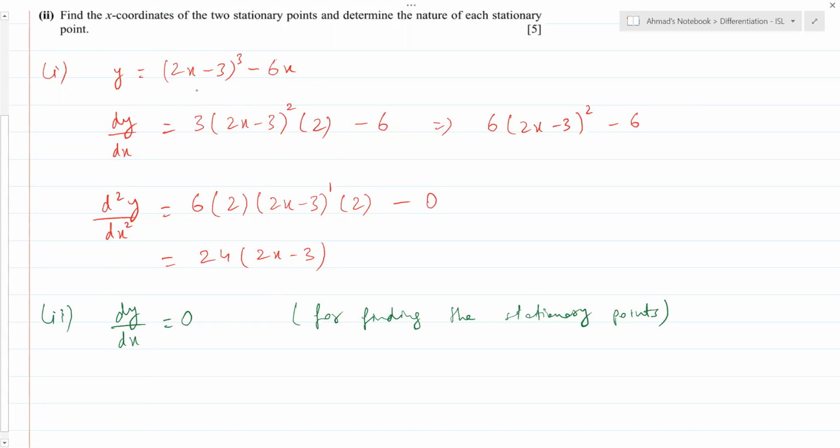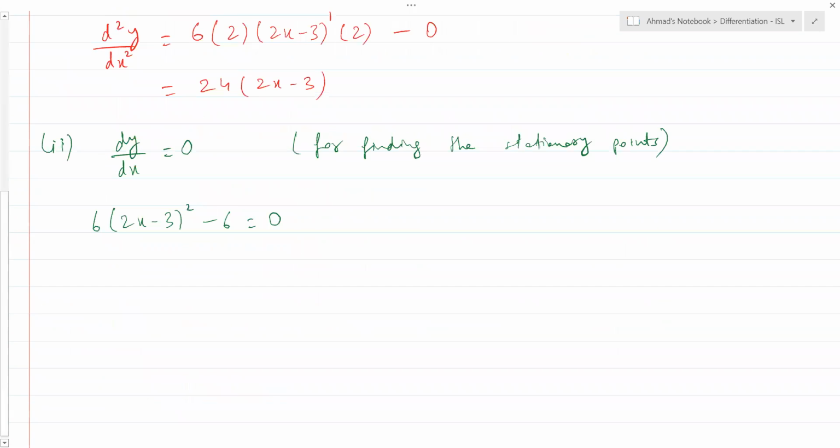ठीक है. So what do we do here? We just put this equal to 0. What do we have there? We've got 6 into (2x minus 3) whole square minus 6 equals 0. इसको आप solve कर लें. It's a quadratic equation. All of you know how to solve it.